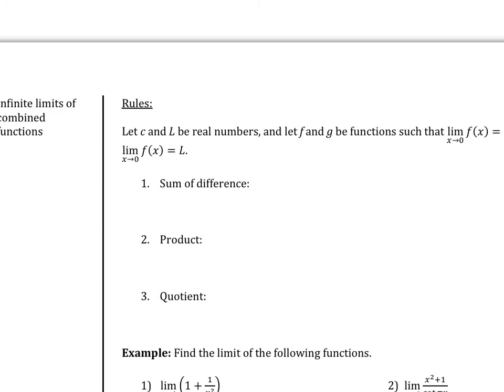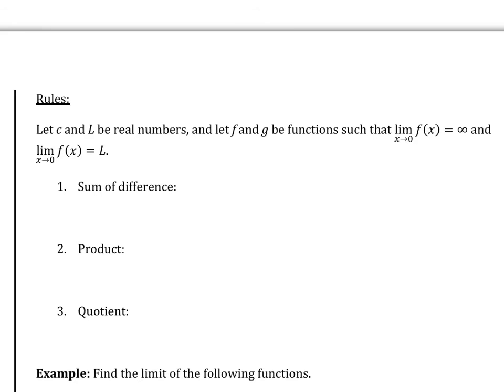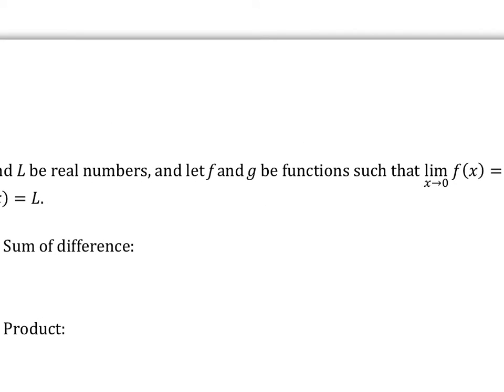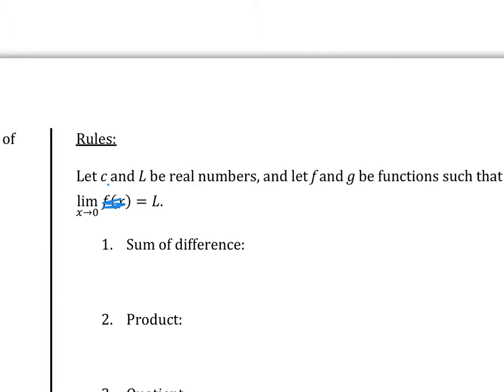So infinite limits and normal limits have rules. It's kind of the same idea. So basically the rule is if C and L are real numbers and you have two functions f and g, so that the limit as x goes to 0 of f of x goes to infinity. So that function is going to infinity. Oh, I don't know why I put f again. Sorry, that should be g.